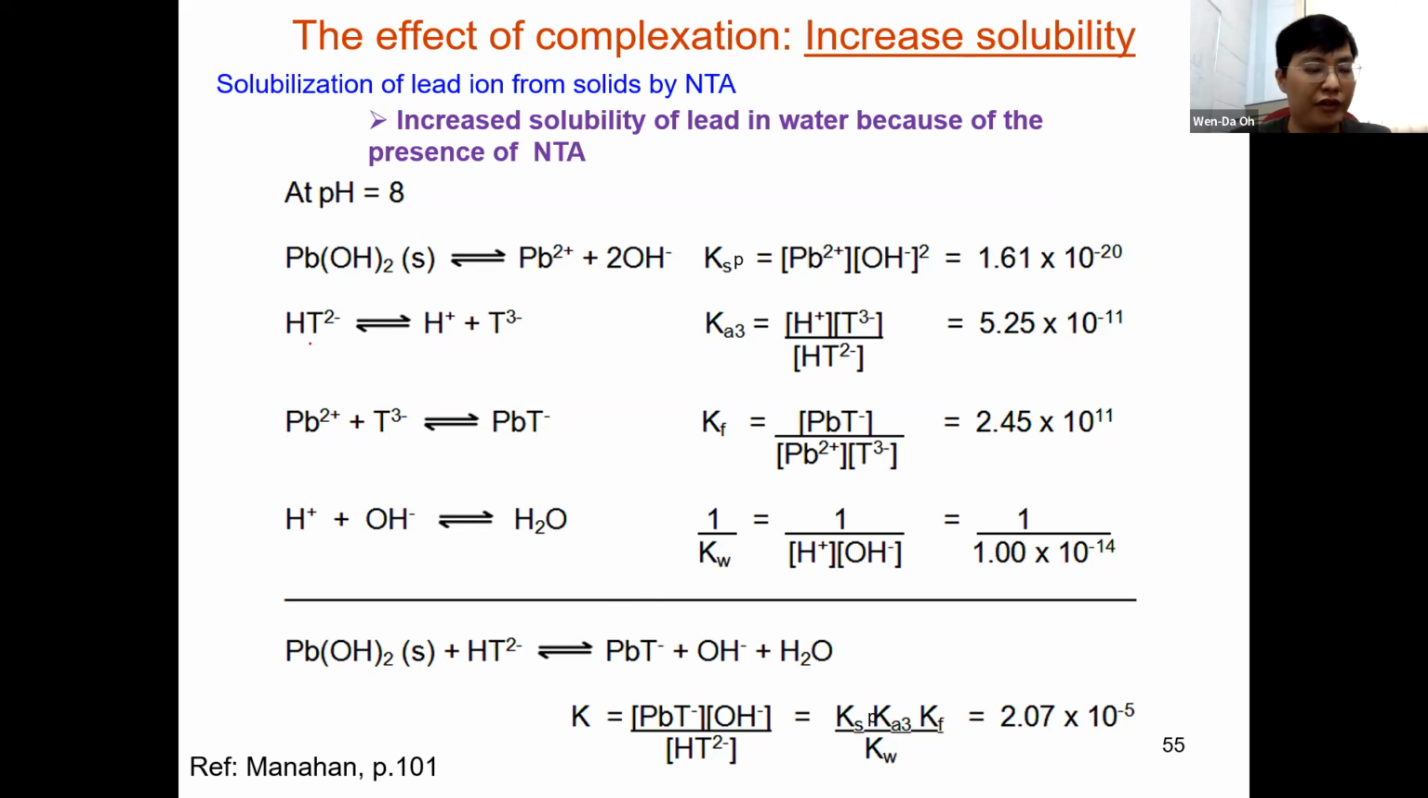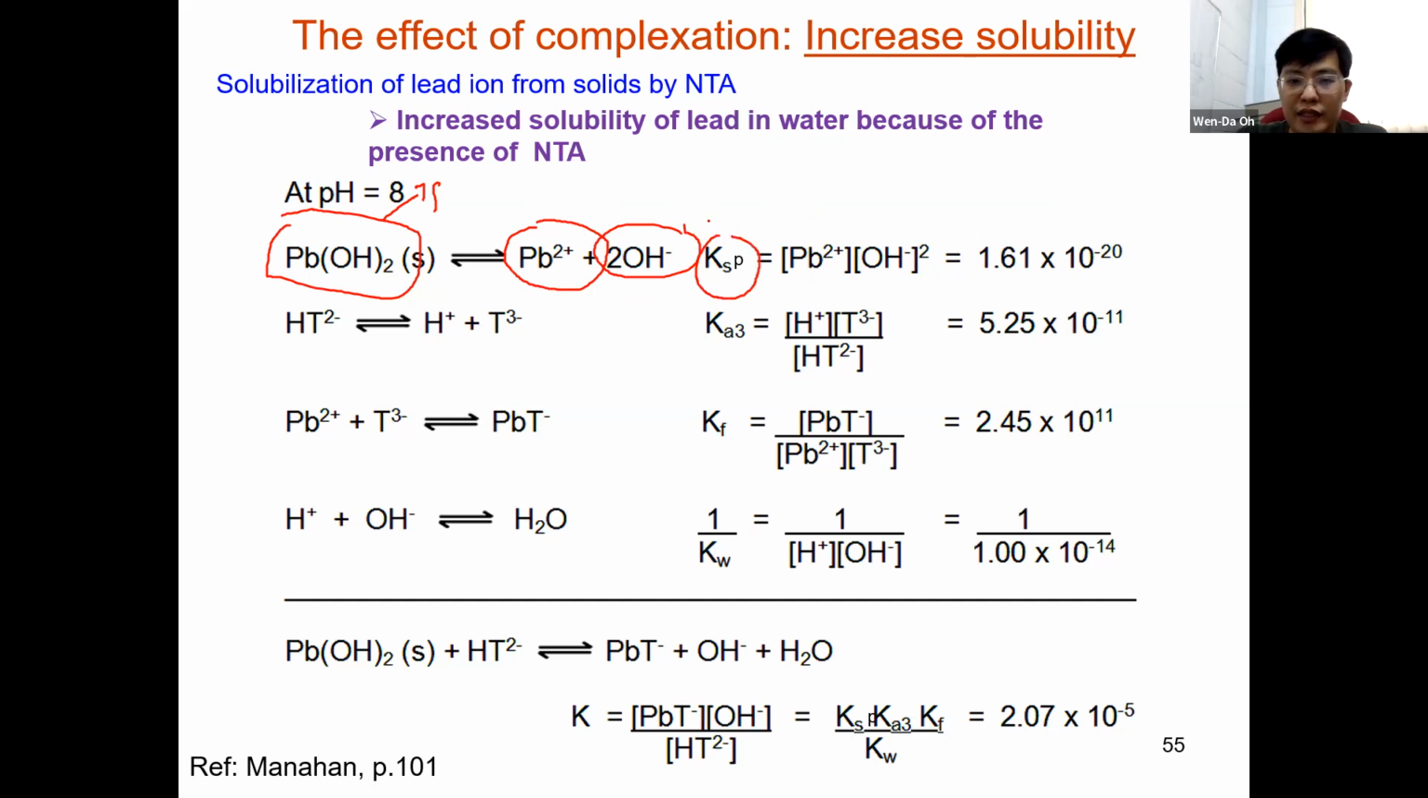Let's look at an example of how we can increase the solubility of lead hydroxide. This lead hydroxide is actually a solid. It is a precipitate. So there's an equilibrium between this lead hydroxide and the water. This lead hydroxide can form Pb2+ and the OH- group. The Ksp value is 1.61 times 10 to the power of -20. So Ksp is the solubility product constant.